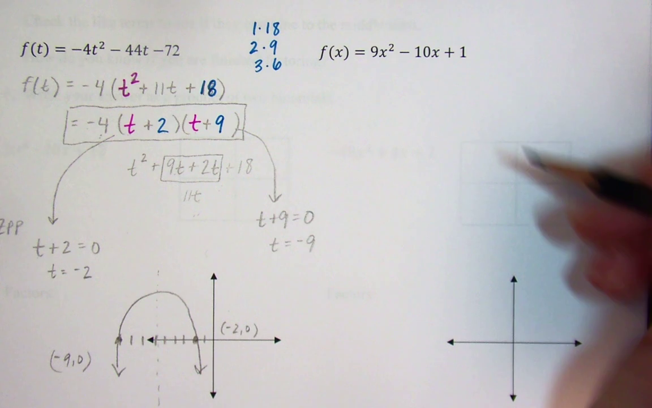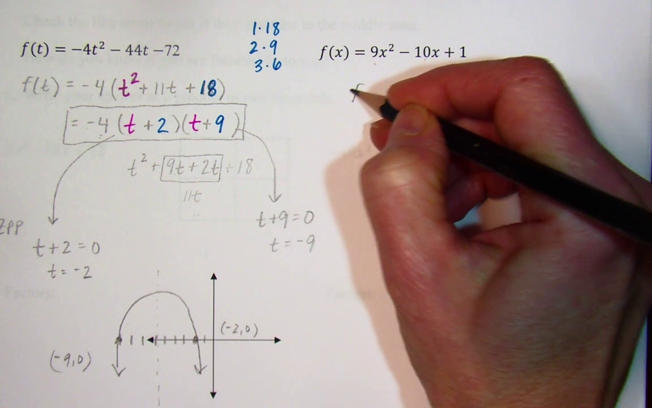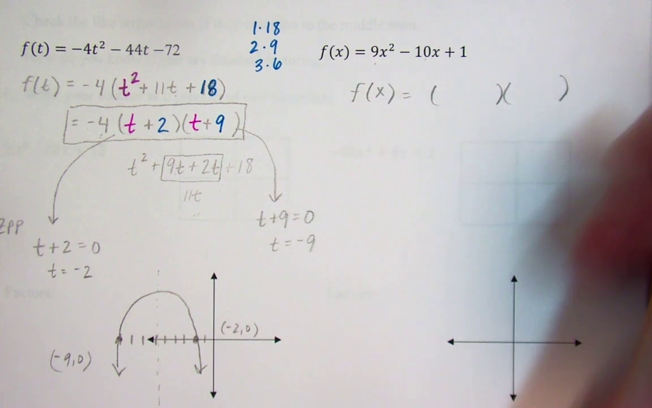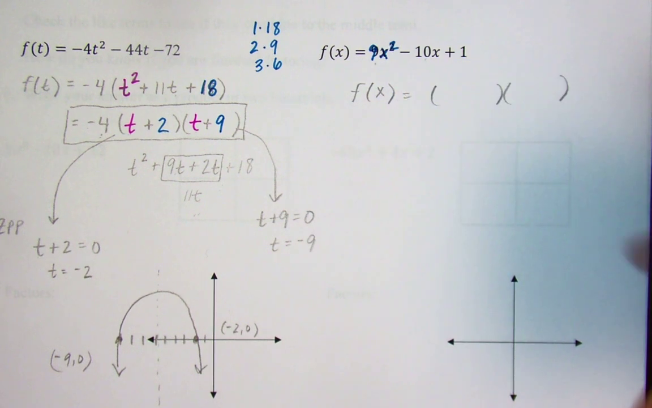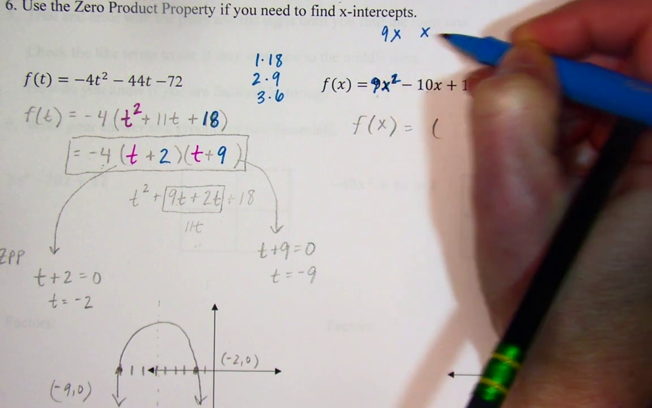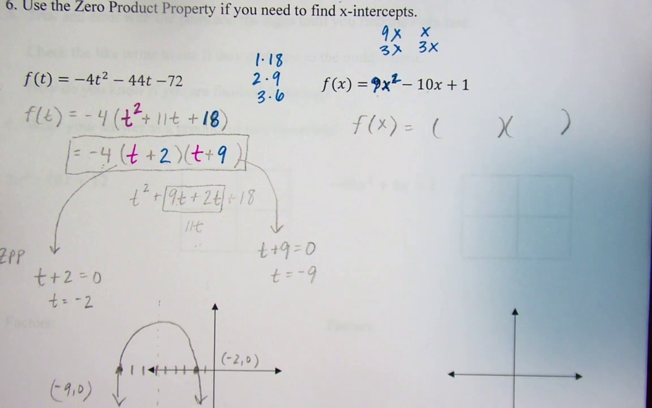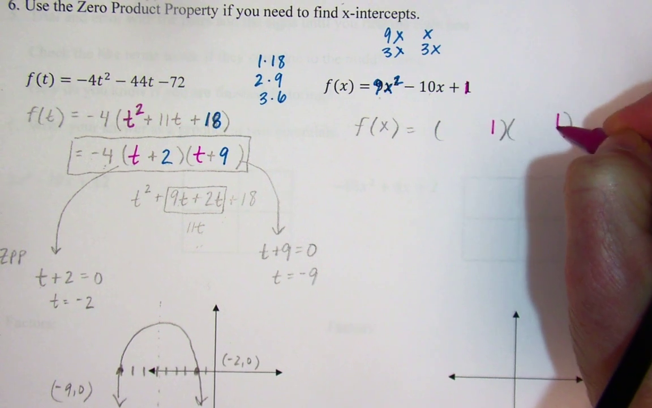Here, for this function, f of x, do I have a GCF for these three terms? I do not. So I can go instantly into what times what makes the first term. What times what makes 9x squared? Well, I have a couple of choices going on here. It could be 9x times x, or it could be 3x times 3x. We can try either one, it doesn't matter. And then, what times what equals the last term? Well, my last term is just 1. I have no choices. 1 times 1 equals 1.